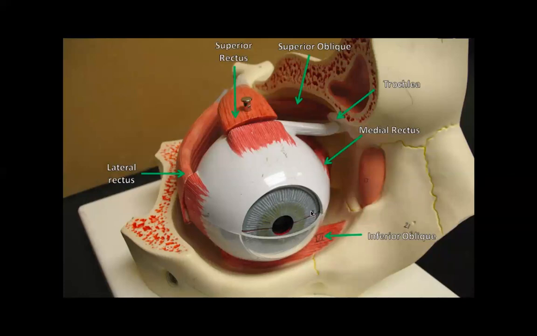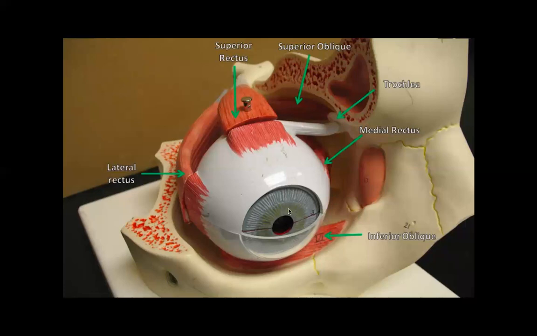Now we could see the 2 obliques. Here's the inferior oblique on the bottom. It starts medially and just wraps around to the bottom. That's an inferior oblique. And then the superior oblique comes around this way. Starts back here. Here's the belly of the superior oblique. Goes through the trochlear, through that little notch, and then attaches to the top.